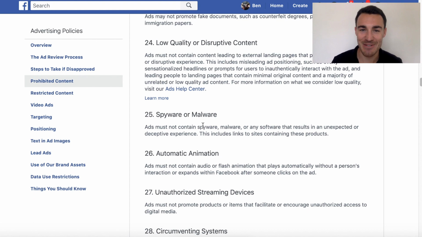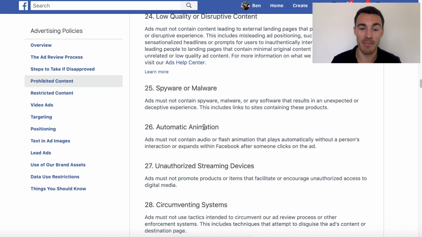I know a lot of these things are frustrating because they're things that as marketers we know are going to help grab people's attention, which is really important for Facebook ads. But if you don't want your Facebook ads to be disapproved, you just have to abide by these rules. There's nothing much around that.